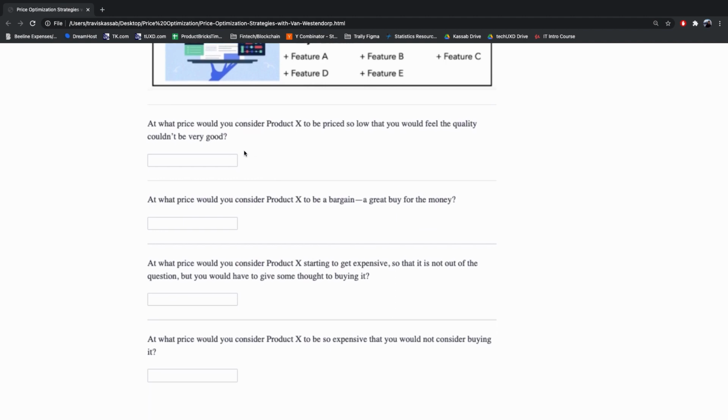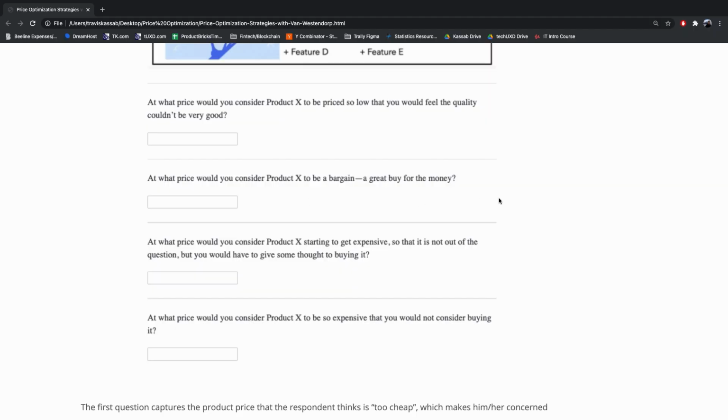The first question: at what price would you consider product X to be priced so low that you would feel the quality couldn't be very good? This is called the too cheap price measurement. Next question: at what price would you consider product X to be a bargain, a great buy for your money? This is considered the cheap response.